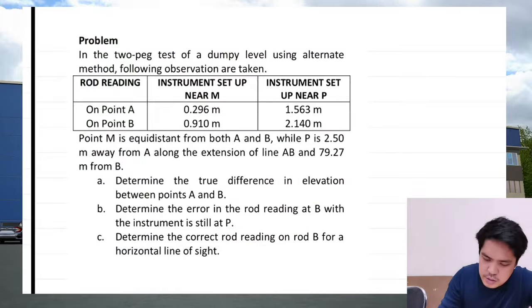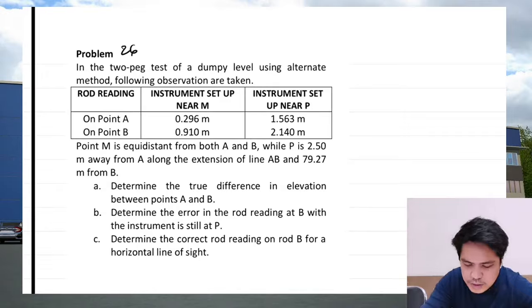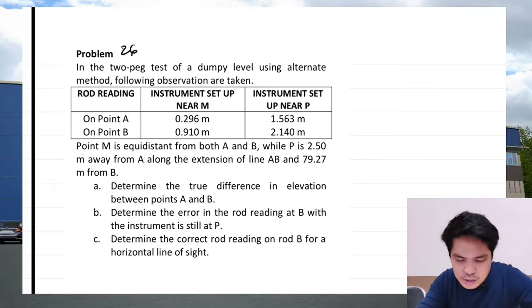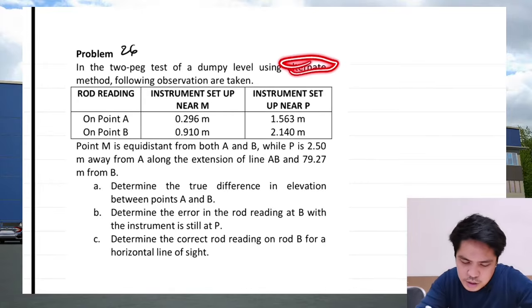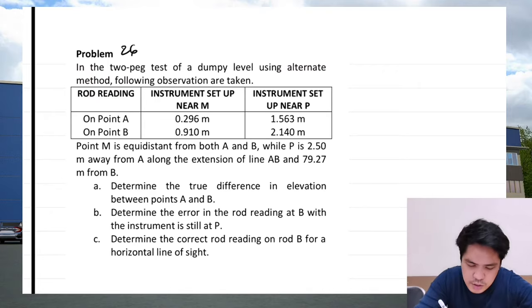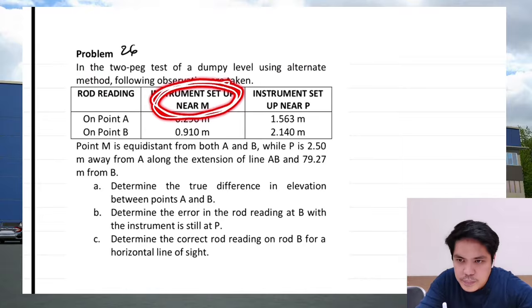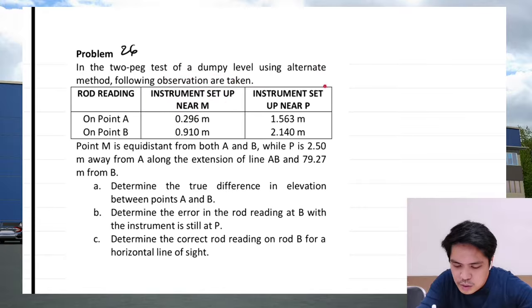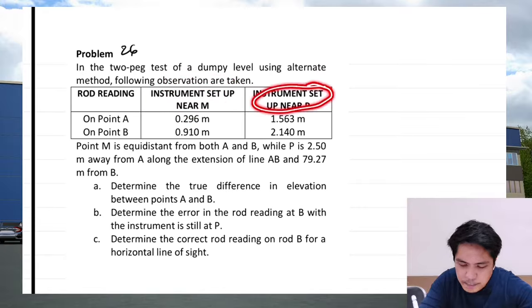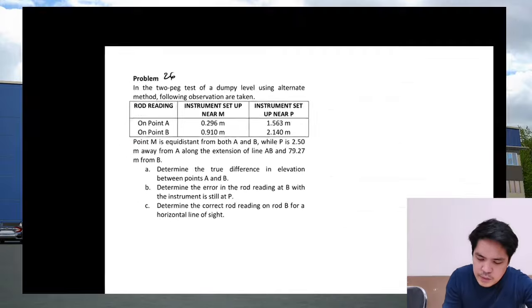Okay, let's take this next problem, problem 26. We have in the two-peg test of a dumpy level using alternate method. So we have another method, an alternate method. The following observations are taken. So the points of observation this time is a point M. So near M tayo nag-set up. And also a point P. Okay, so we have these observations at point A and point B.